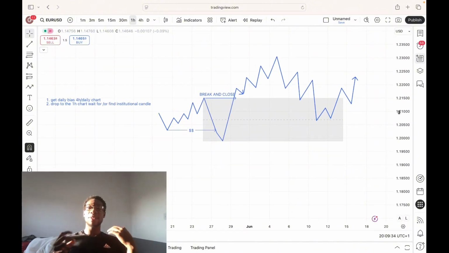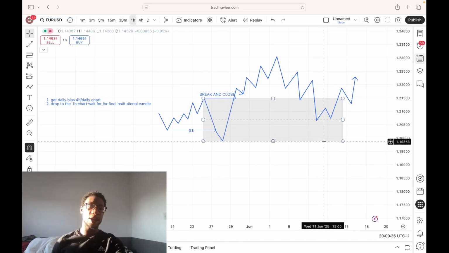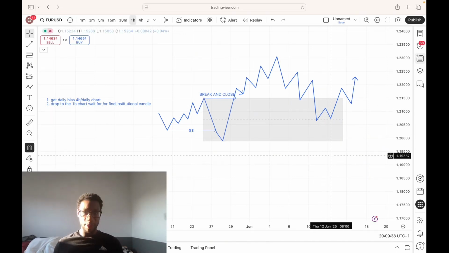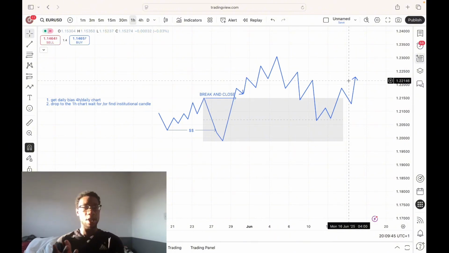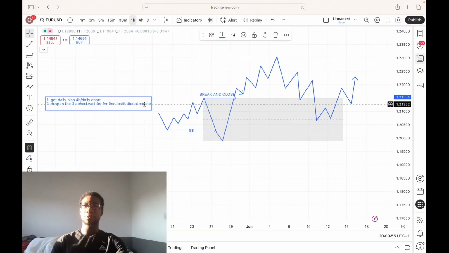Realistically, it hasn't been mitigated fully until we come and we break below it. That's when it's been mitigated. But I like to leave the institutional candles alone once we've already touched midpoint and we've had a break away from it. Do you understand? So that's just me generally. That's what I've seen in backtesting. You can go backtest that for yourself in your own time. But you need to be backtesting as well. So cool. That's the second step.